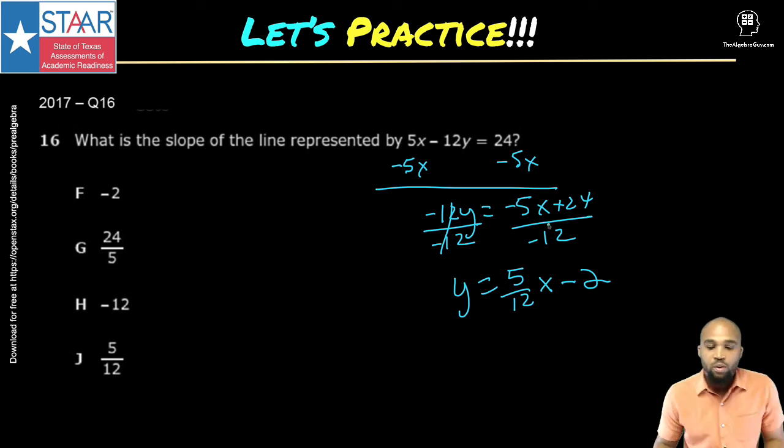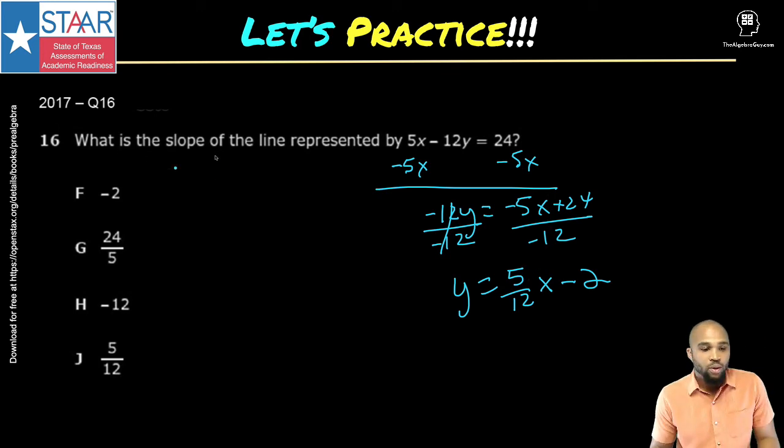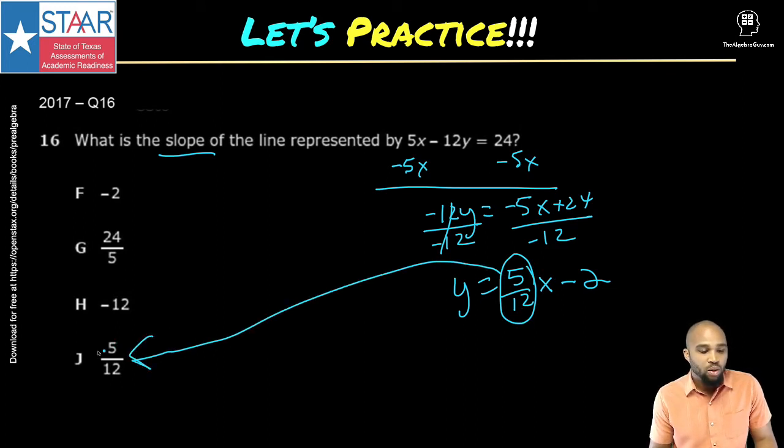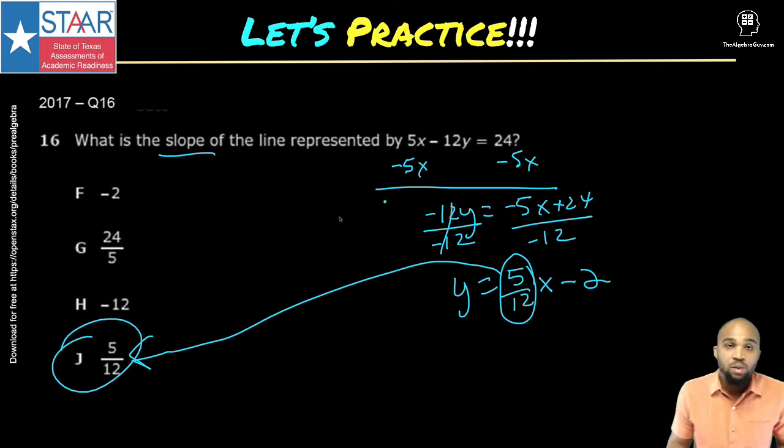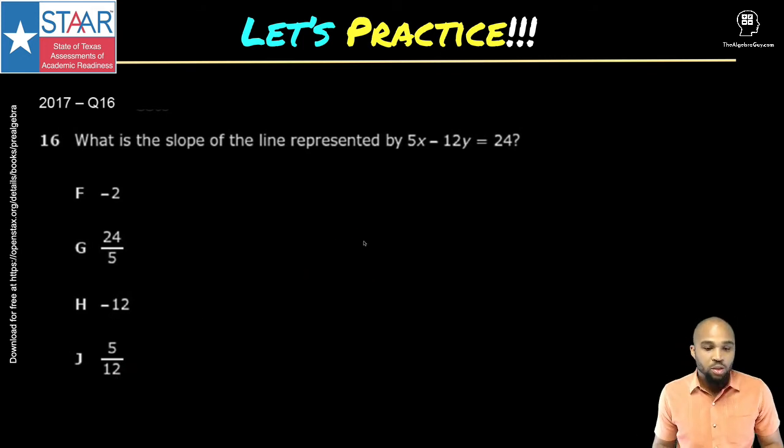So now we have our equation. We're really looking for what? The slope. So the slope is obvious now because we have it in slope-intercept form. And 5/12 is really what we're looking for. So fantastic job to you if you got that already. If you didn't, let's try this next one.